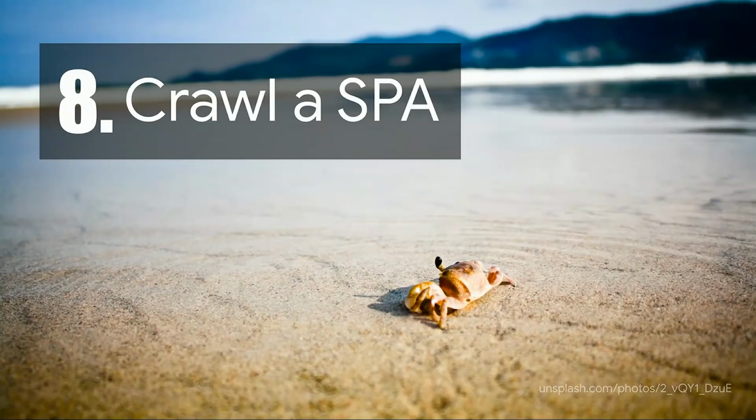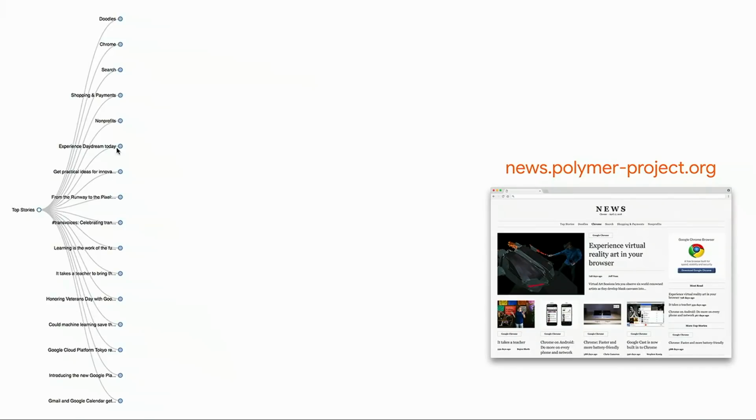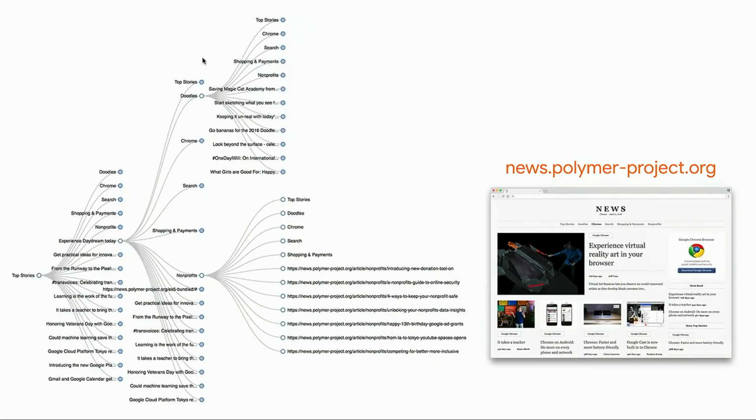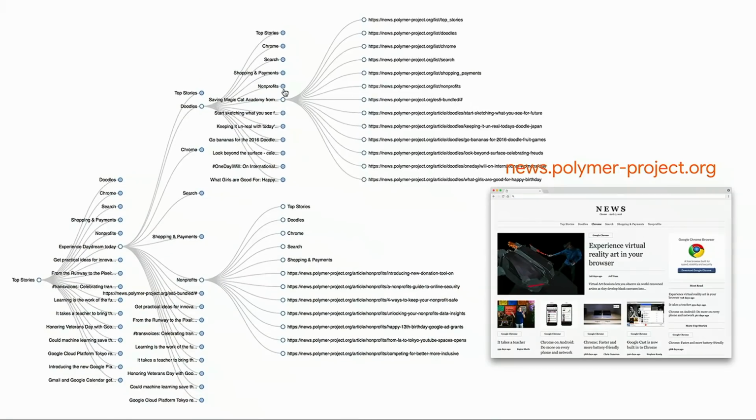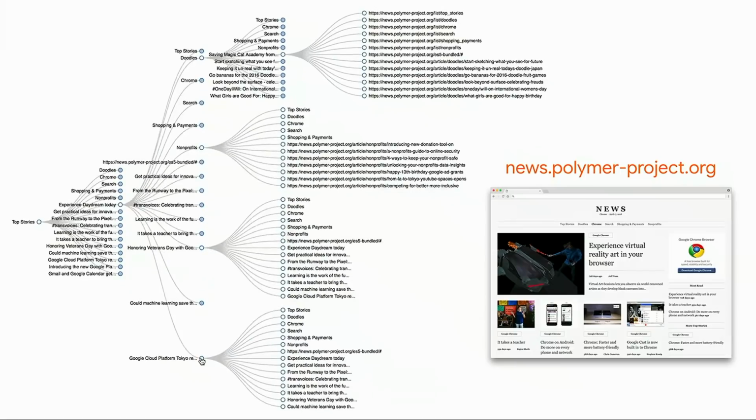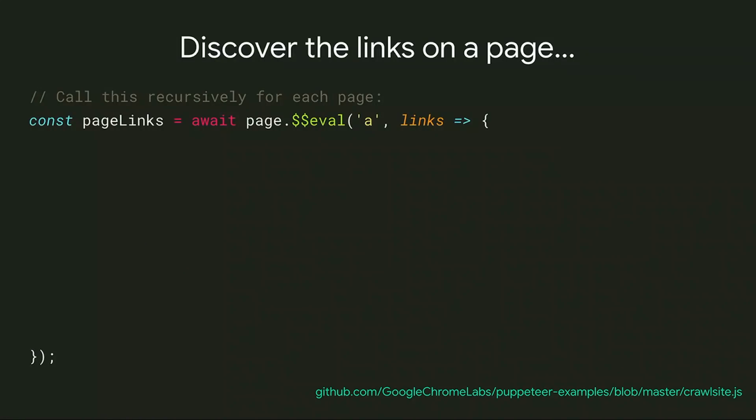Number 8 awesome thing you can do, you can crawl a single page application. Well, maybe you want to visualize your app. Maybe you don't know all the URLs of your single-page app. Maybe you want to create a sweet D3 visualization of all the pages in your single-page app. Maybe you want to create a sitemap on the fly. You can totally do that using Puppeteer and the APIs that we have.